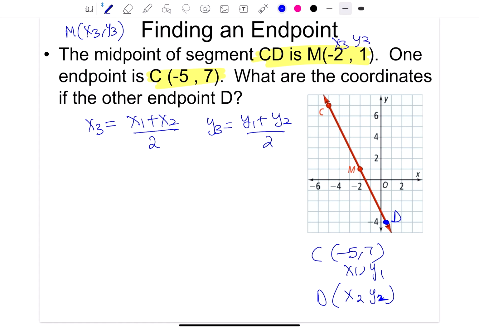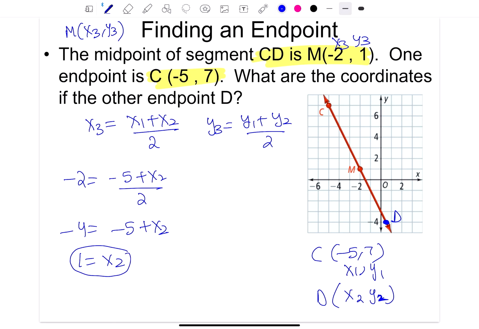So x3, y3 is given. x3 is -2, x1 is -5 plus x2 divided by 2. I'm going to go ahead and multiply both sides with a 2, -4 equals -5 plus x2. Go ahead and add 5 to both sides. x2 equals 1. So we have the other endpoint's x coordinate we just found.